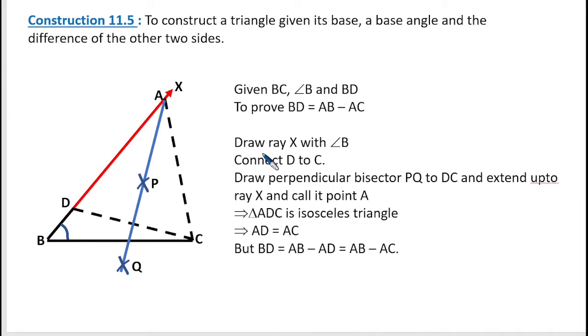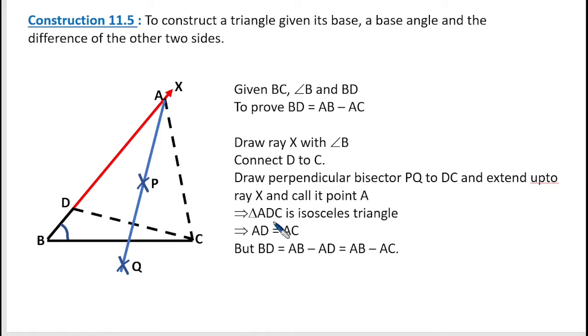Okay. So here draw ray X with angle B. Connect D to C, that is, this one is given to you. So connect D to C. Then draw the perpendicular bisector of DC. Okay, extend this line to cut the ray, and call this point A.